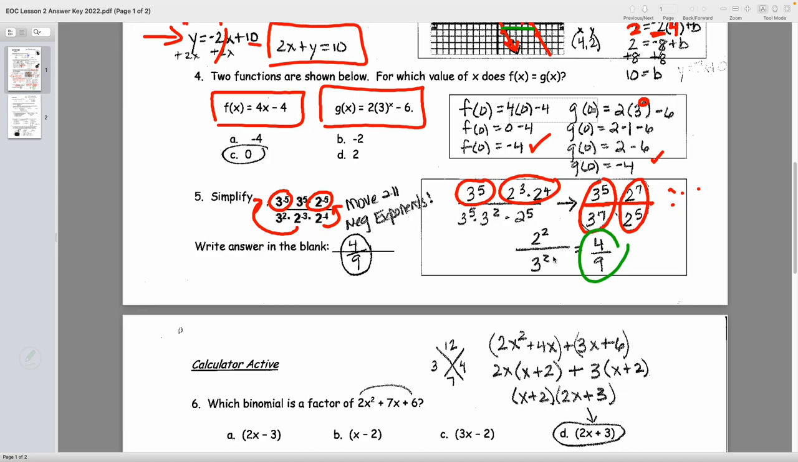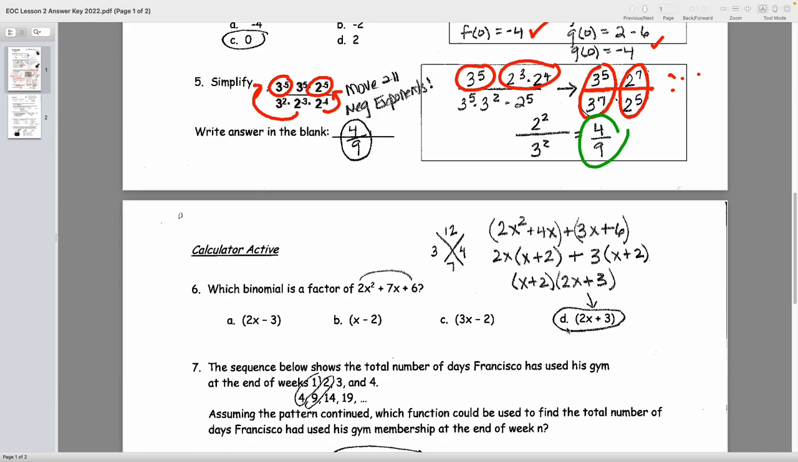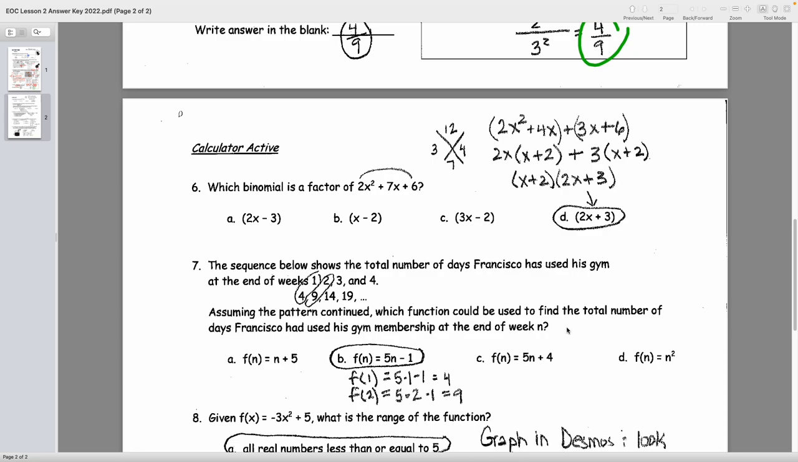Okay. All right, let's look at the calculator active part. So for number 6, this was just factoring. However, notice how they set this up. You couldn't just use your choices and FOIL them together because they only gave you one of the two factors, all right? So this is how they get around you just kind of manipulating the test and checking your way through it, right?